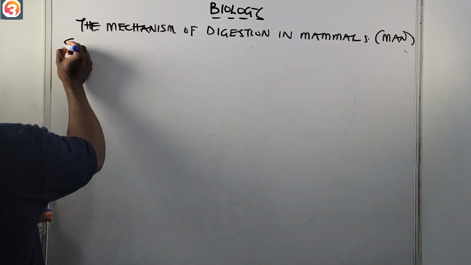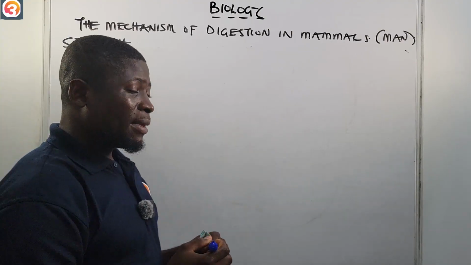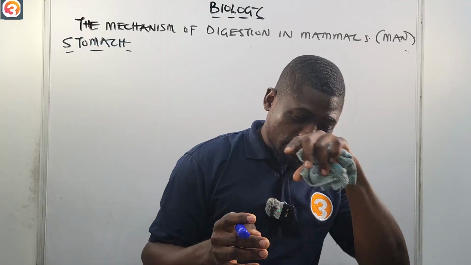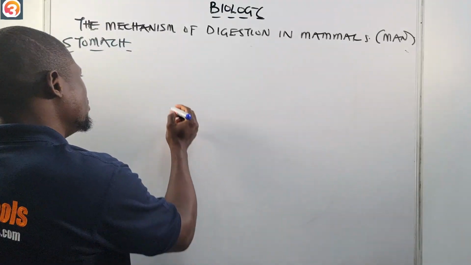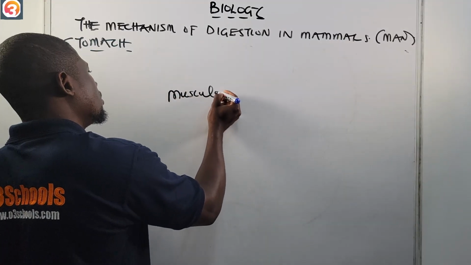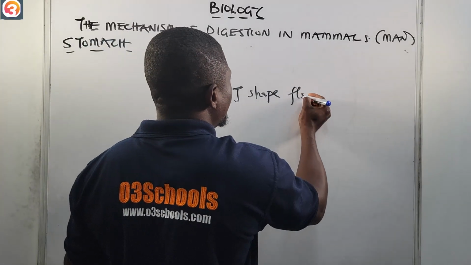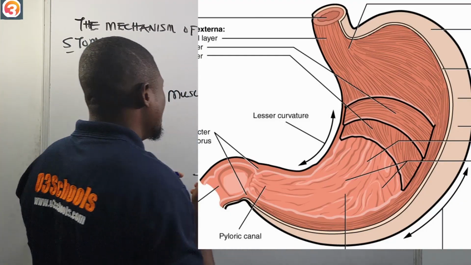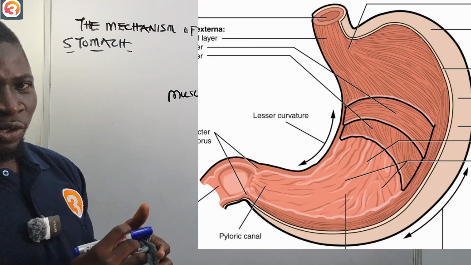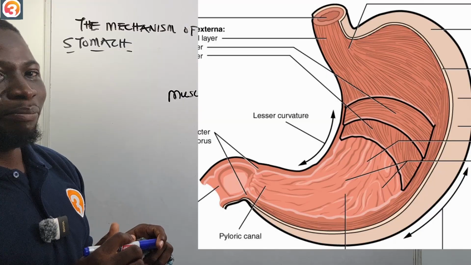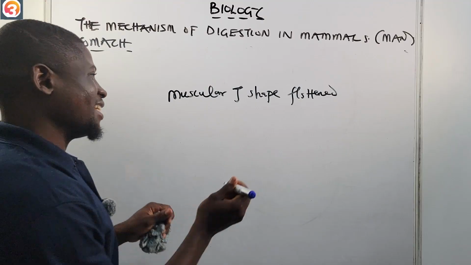So I'm going to have the stomach. Now the stomach is a muscular J-shaped flattened bag. As you can see, I'm currently showing you the stomach. It's a J-shaped flattened bag structure, and the inner lining of this stomach produces what we call gastric juices.